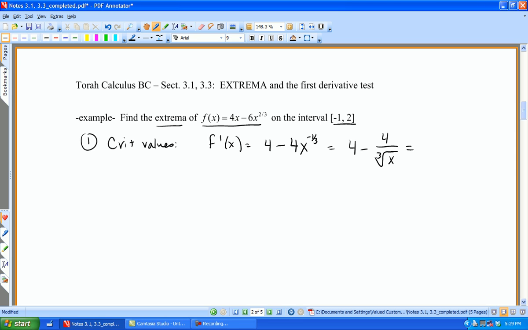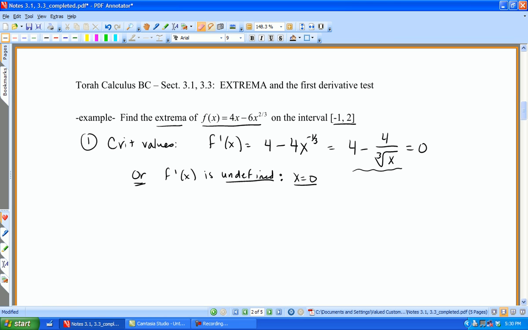Now I want to know where this is either equal to 0 or, don't forget, it could also be where f prime of x is undefined. Let's actually talk about that one first. Is there a value of x that would make this derivative here undefined? Sure, x equals 0 would make this undefined because that makes a 0 in the denominator. So that is one of my critical values.